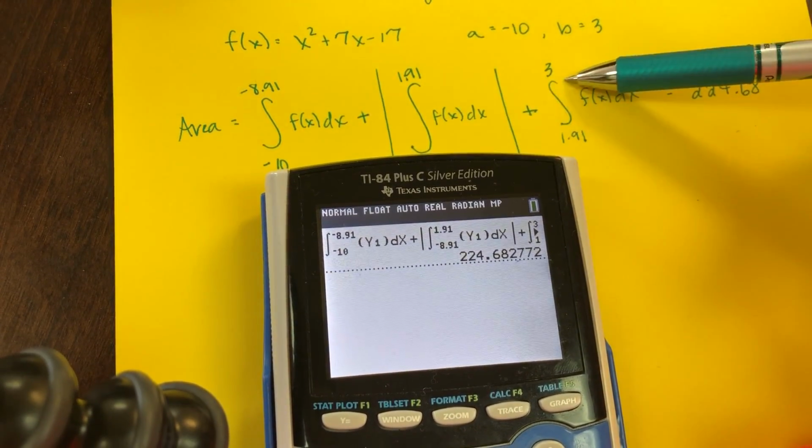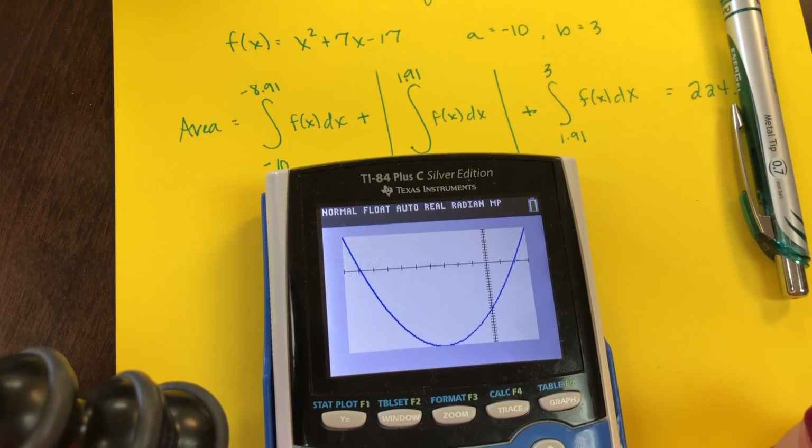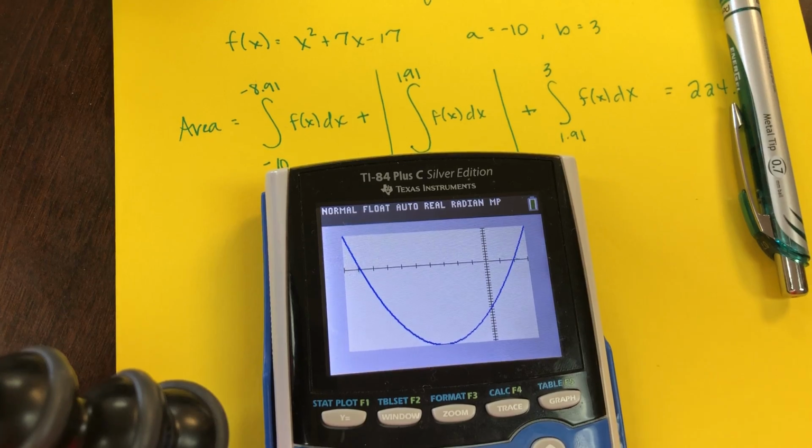So area means you have to look at the curve, you have to figure out who's above, who's below, and whoever's below, you have to force it to be positive.